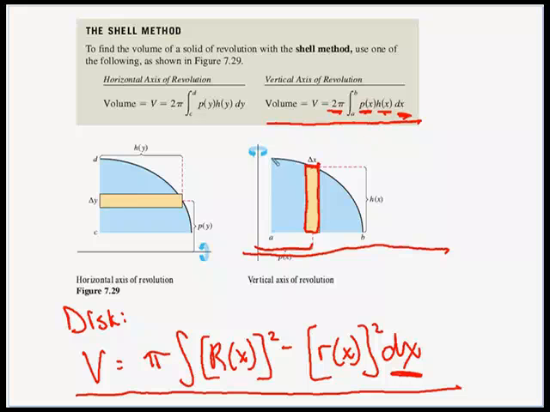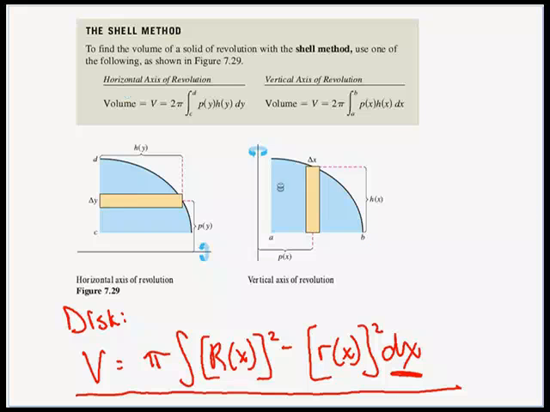h of x is the height of the rectangle, and the height of the rectangle is dictated by the function that we are finding the area under, and then we'll eventually spin that around and turn it into a volume. So h of x is given by the height of the function.